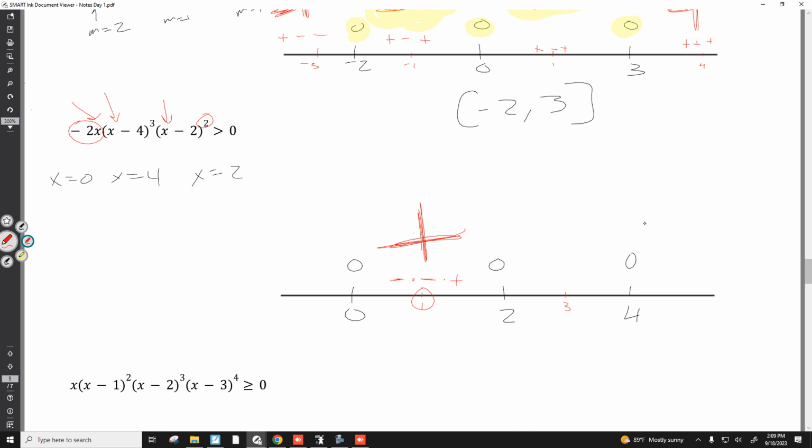We'll find out. Plug in 3. Negative, negative, positive, positive. I plug in 5. Negative, positive, positive. Negative, positive, positive, negative. Positive times positive is a positive times negative is negative.